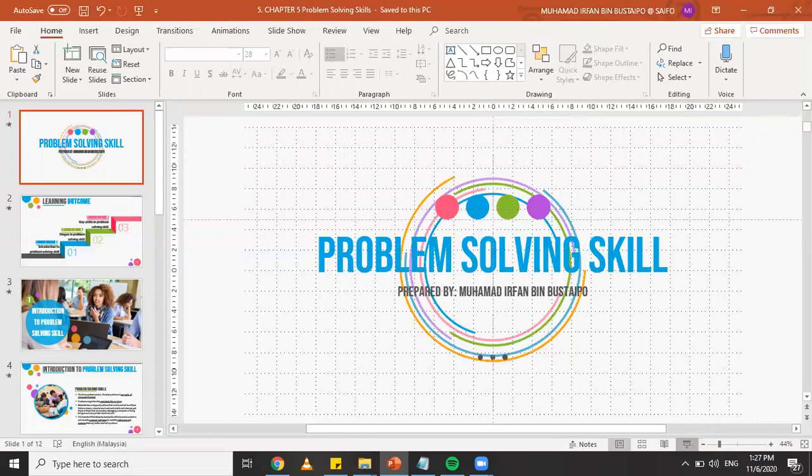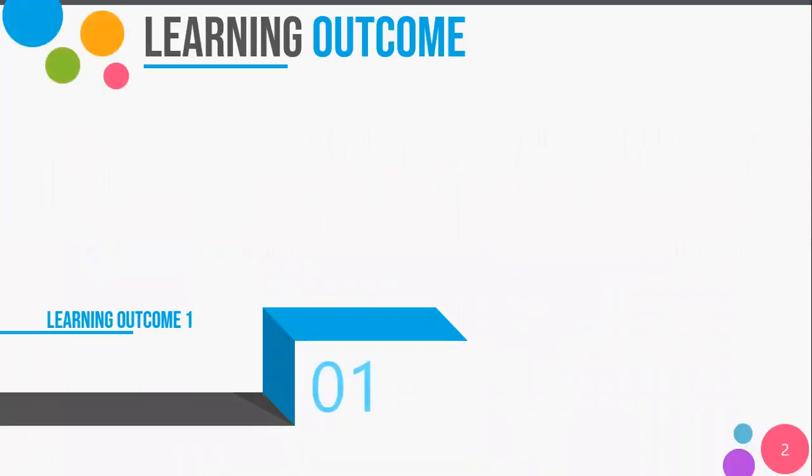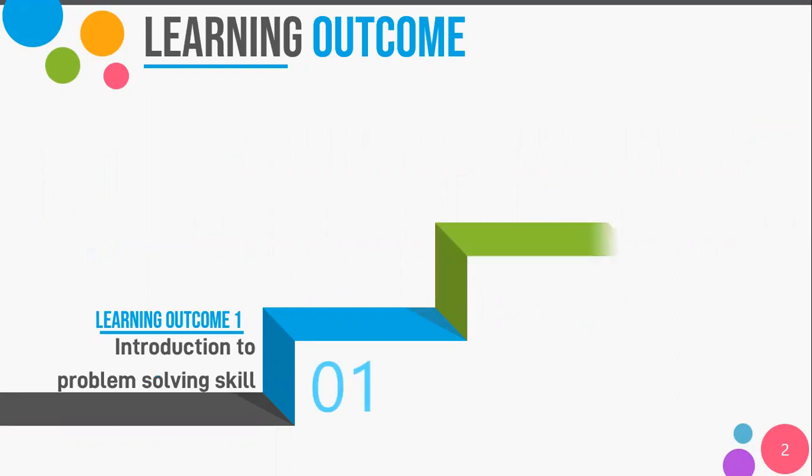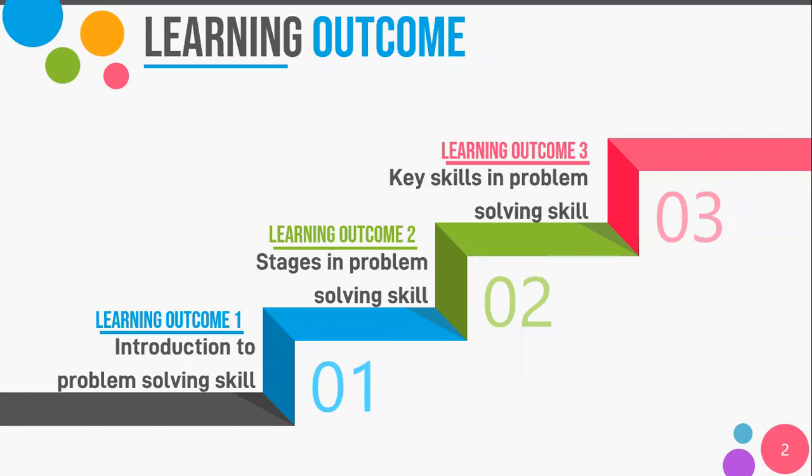Okay, first and foremost, we will go to our learning outcome. This is our slide, problem solving skill. We have three learning outcomes. First, introduction to problem solving skill. You have to know what problem solving skill is first. Second is stages in problem solving skill. There are some stages involved in problem solving skill management. And lastly is key skills in problem solving skill. In order for you to tackle a problem, you need to have a set of skills that help you to solve the problem. Okay, so only three.